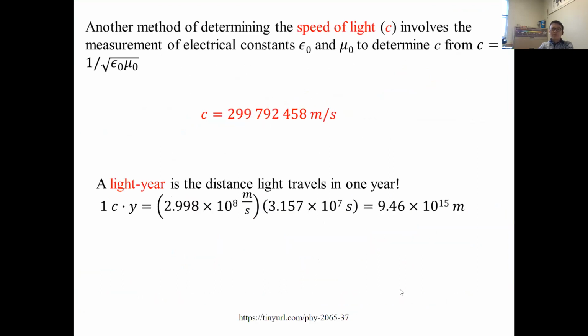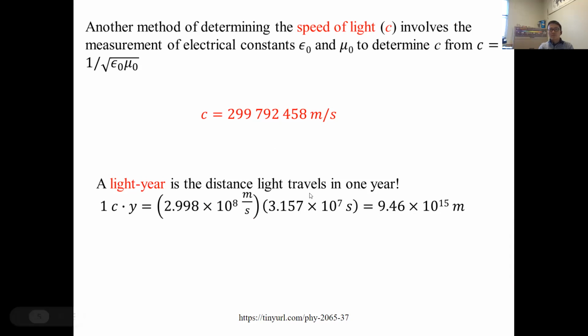Theoretically, we knew that you can calculate the speed of light from Maxwell's equations. So 1 over the square root of epsilon naught times mu naught is 299,792,458 meters per second, which is 0.998, okay, times 10 to the 8th.